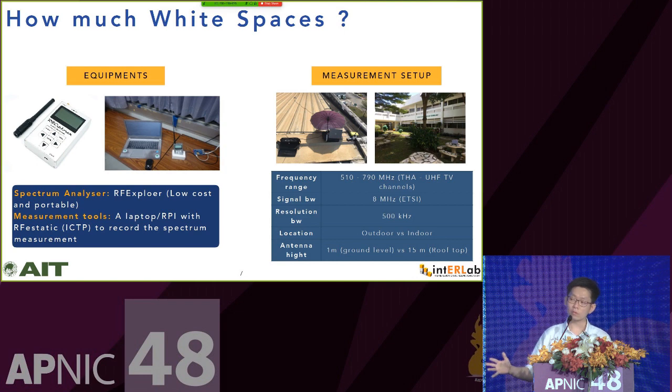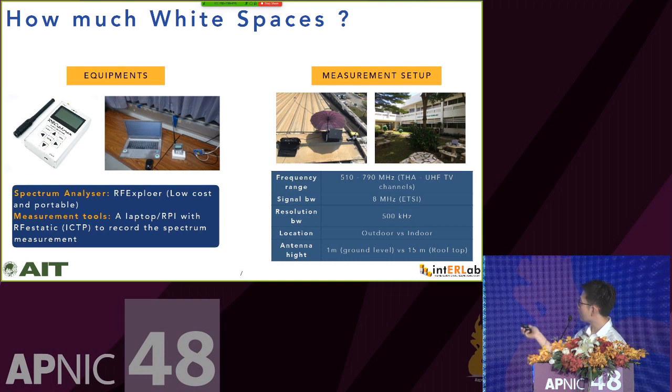First of all, when we first ran the project, we didn't have any clue about how much white space we have, or which frequency we can use to avoid causing interference to the licensed users. So we first ran a campaign called spectrum measurement. This is our equipment, which is quite low cost. We use a low cost spectrum analyzer called RTL Explorer, which costs about 5,000 baht. And we got support from ICTP, the research lab from Italy, helping us to develop the tools to record the spectrum together with the GPS locations as well. And this is the measurement that we did.